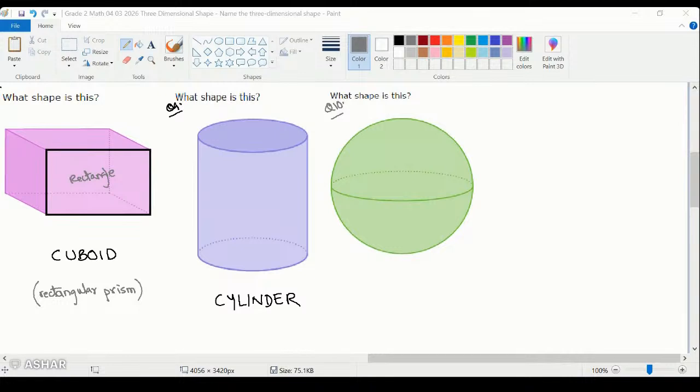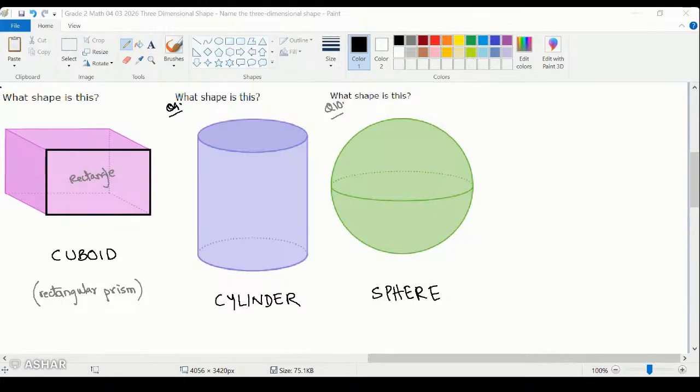Perfect. That was cylinder. Thank you, Michael, Precious, and May. And question number 10 is a sphere. Perfect. SPHERE, sphere, right? Okay, let's say we have another question.